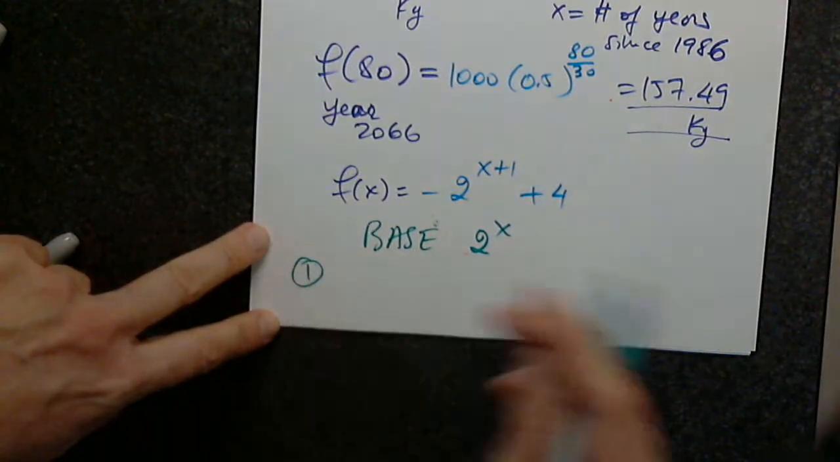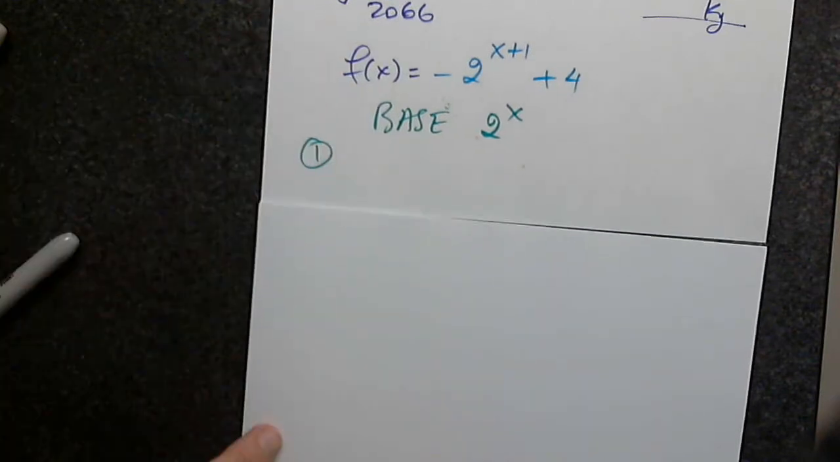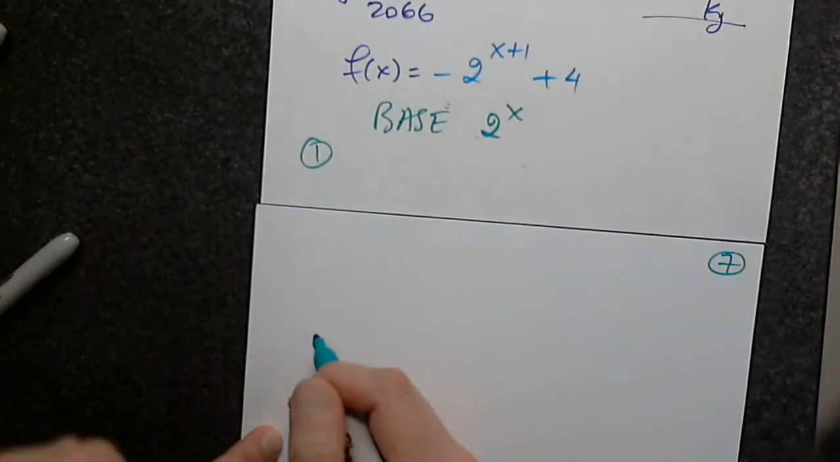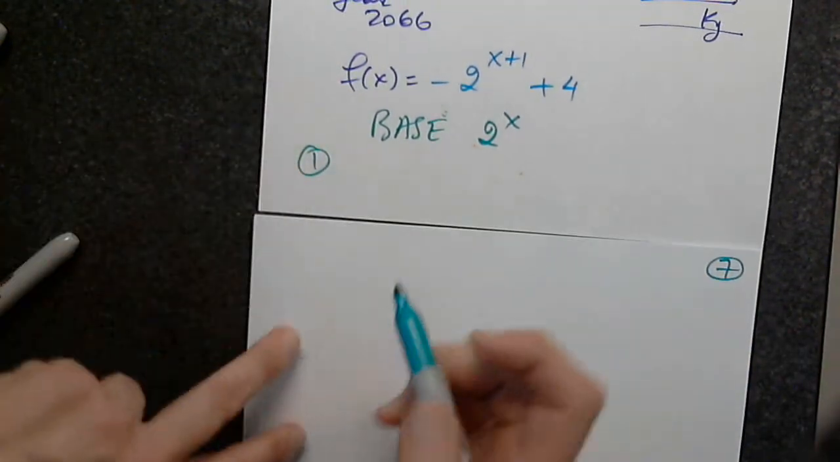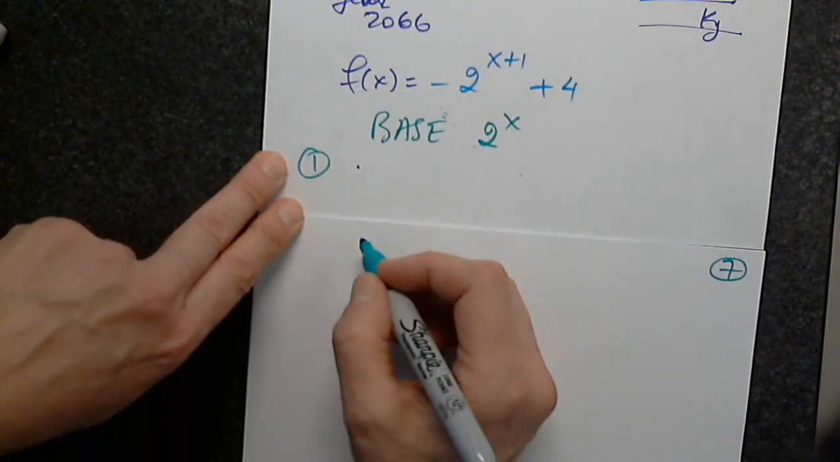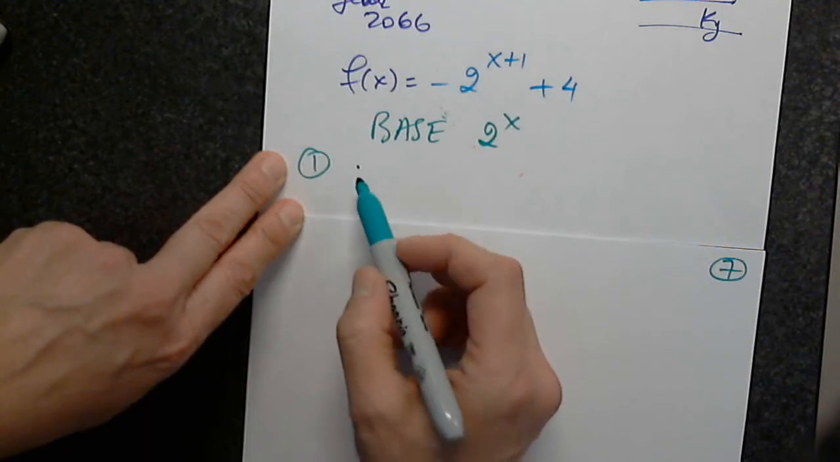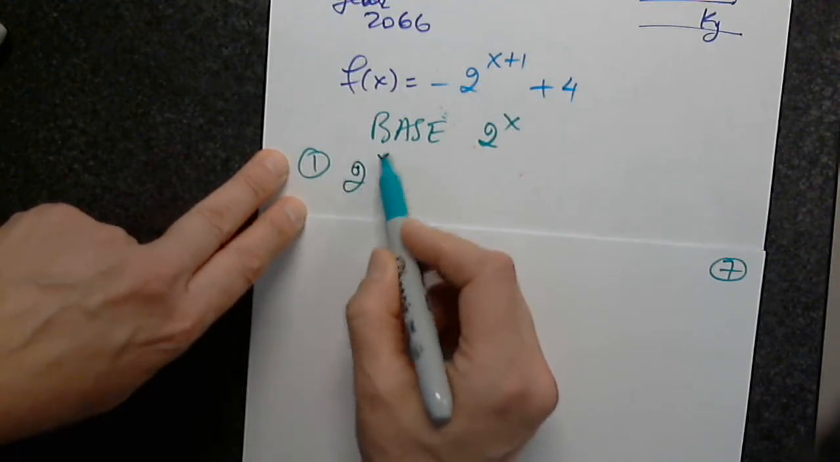Excellent. First transformation in order of operations, please. Parentheses and an exponent. Order of operations, right? So it'd be that plus 1. Yes. 2 to x plus 1.